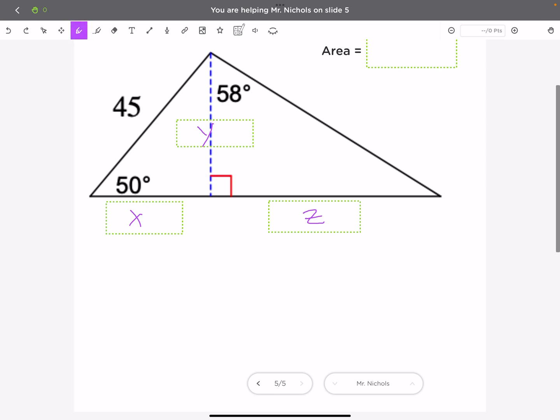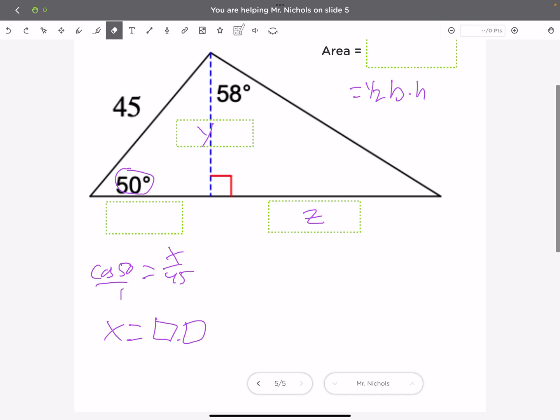To solve these, remember we have our SOH CAH TOA, and then to find the area, we're looking for 1/2 base times height of a triangle. So to solve for X, we'll start with X, but you could do X or Y, working from the 50 degrees. X is the adjacent side to 50, and 45 is the hypotenuse. So we are looking at cosine, so CAH, cosine. So it would be cosine of 50 is equal to X over 45. You then solve for X and you should get a value; round to the nearest tenth and plug in X.